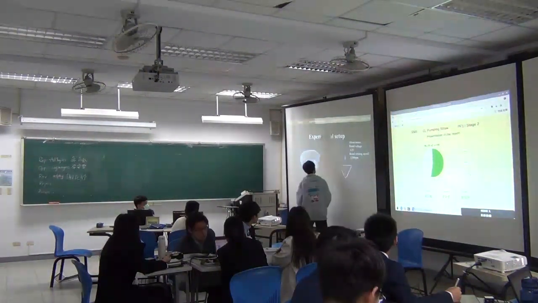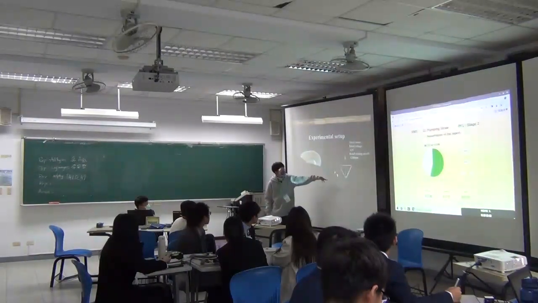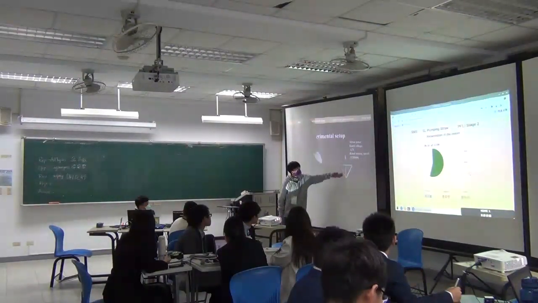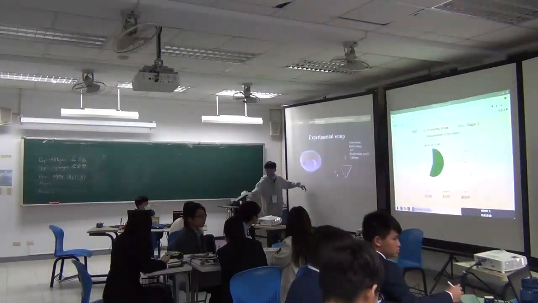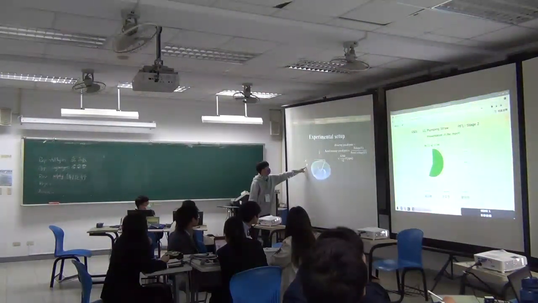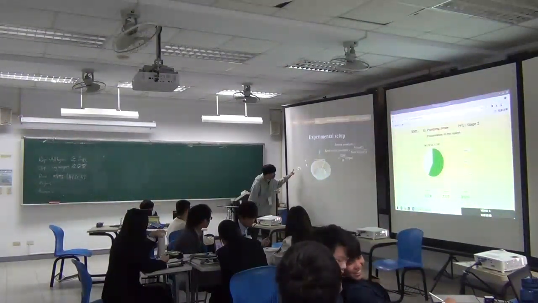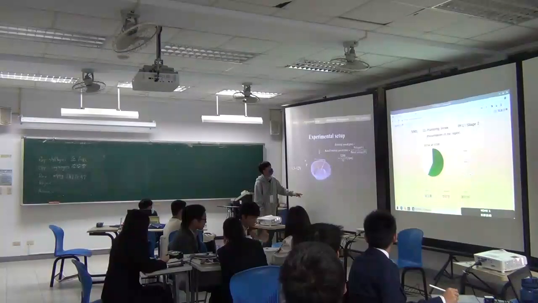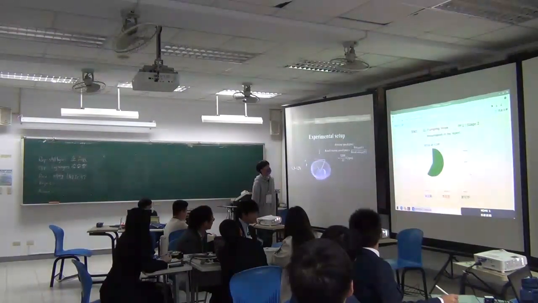Then our experimental setup. I made this thing. This is the floor, and this is the motor. There is an axis here, and we add water in this, and this is a bottle. Okay, and we control the rotating speed by giving it different voltage.